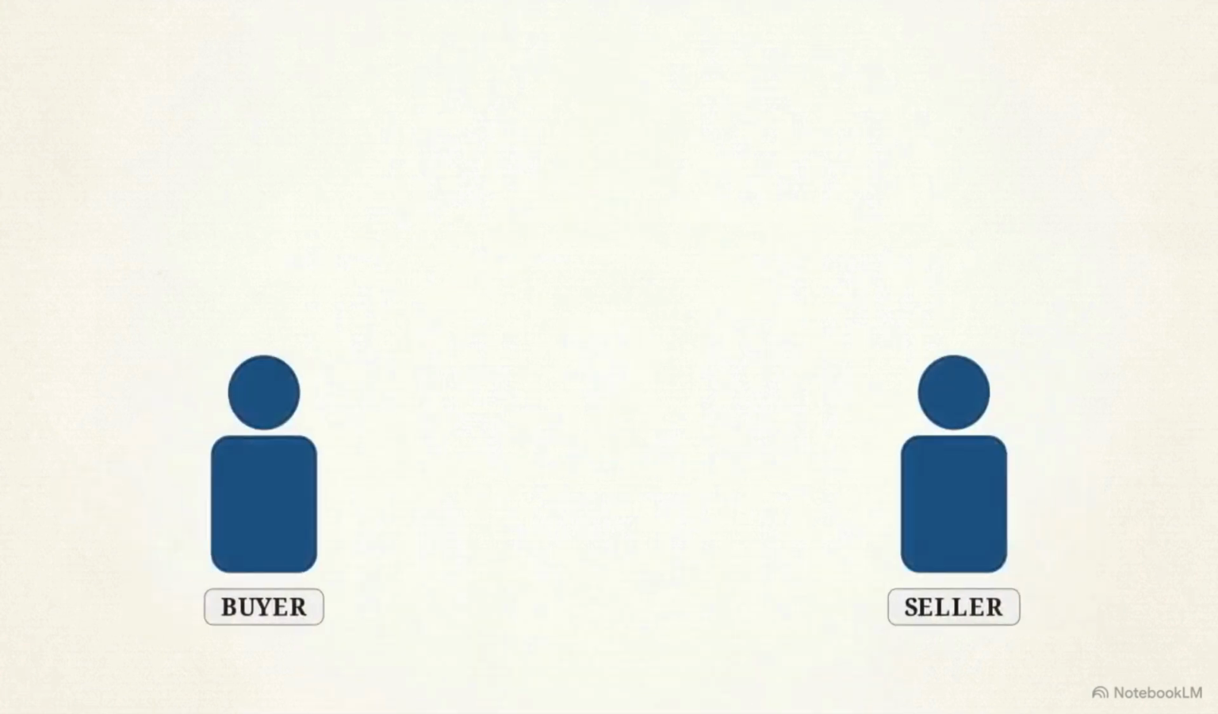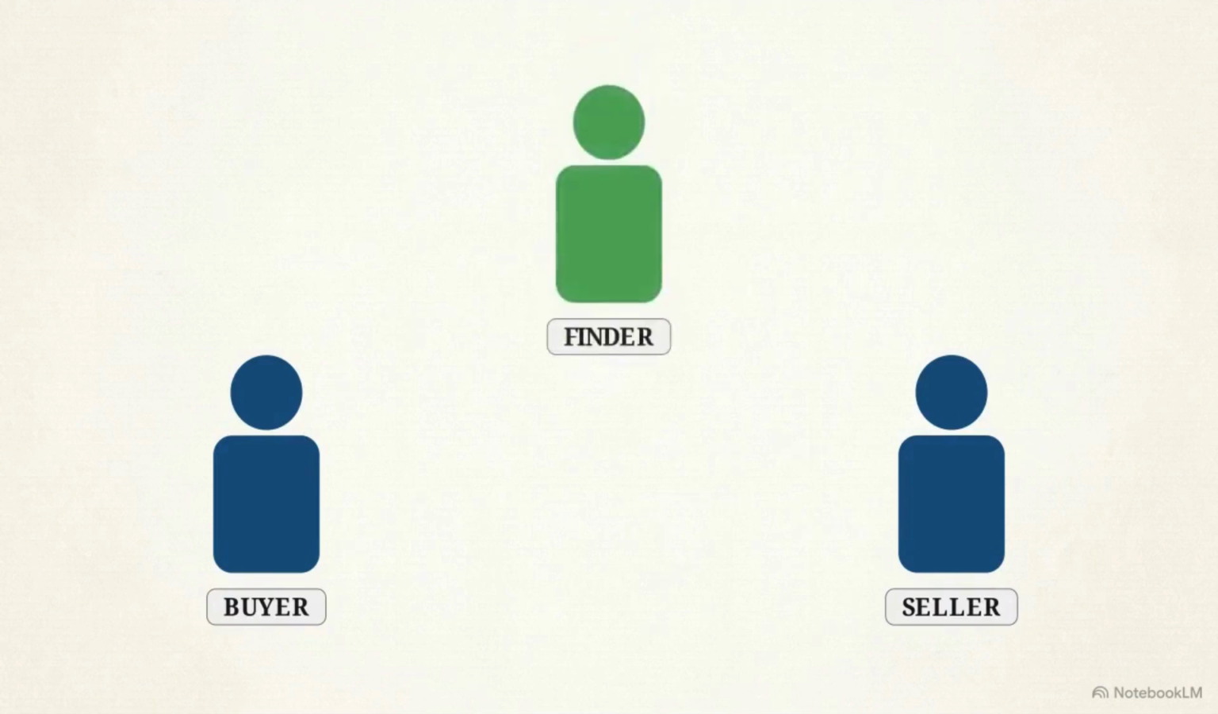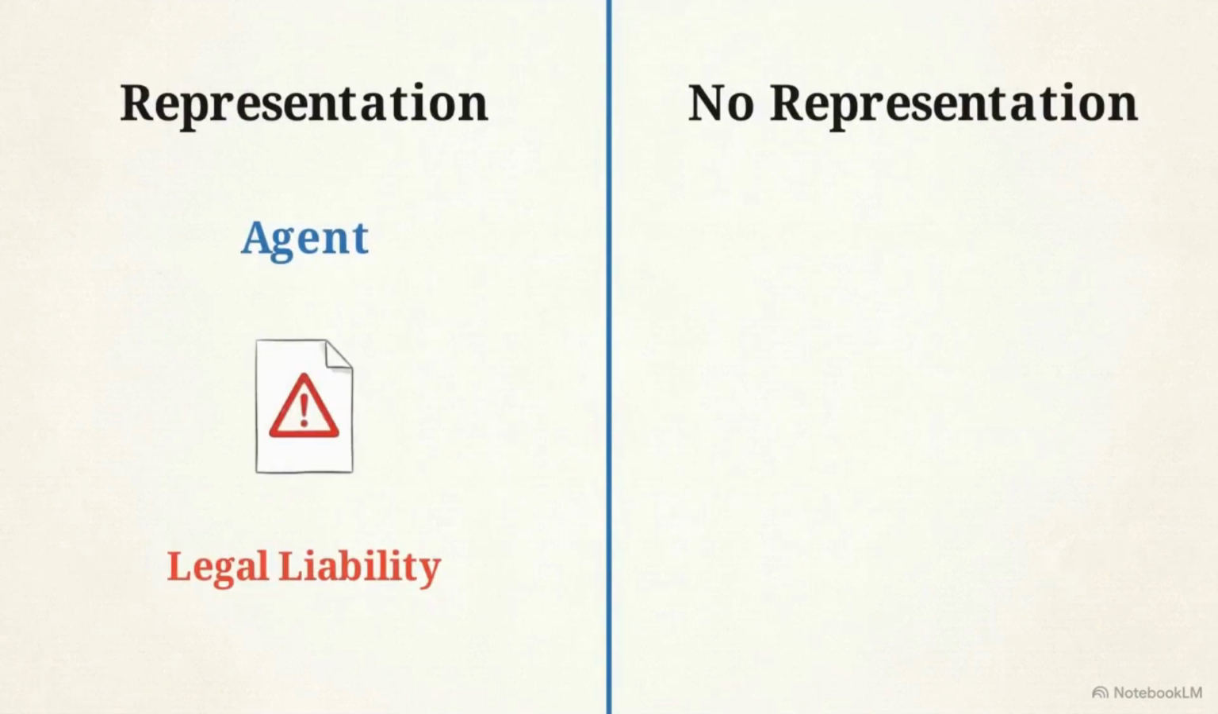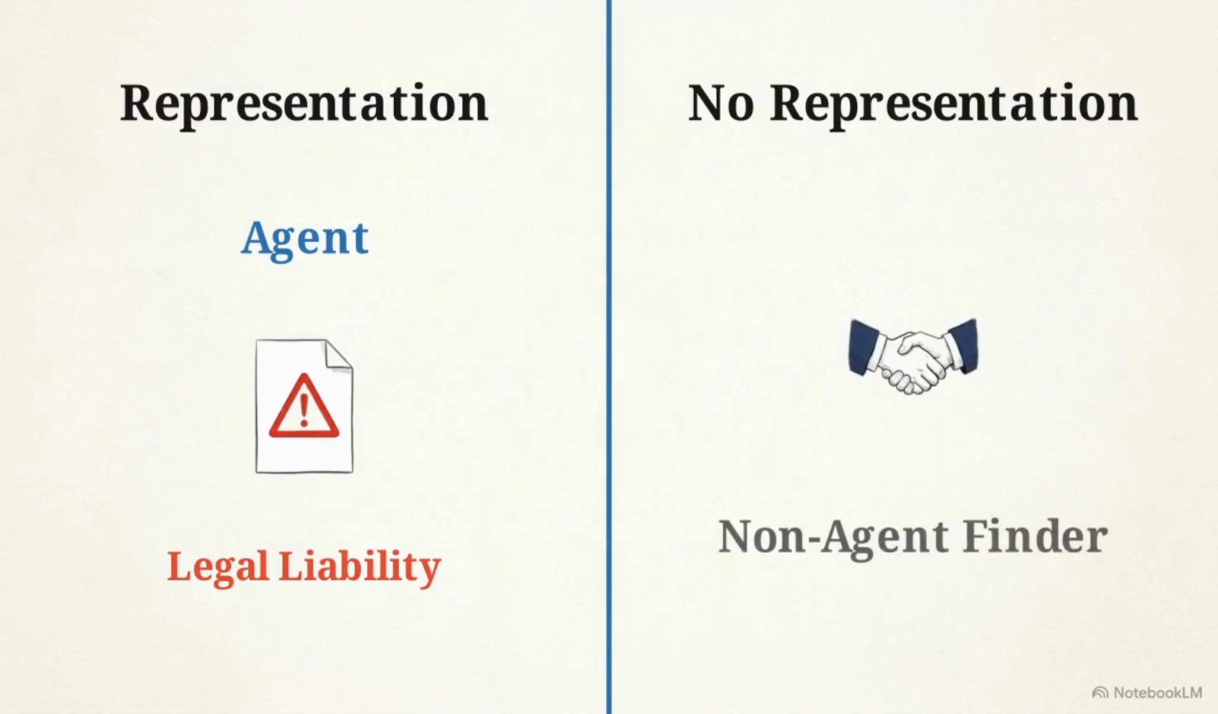This diagram introduces the major exception to agency, the finder or middleman. Their sole function is to introduce two parties without representing the interests of either side. The active duty of representation is the dividing line. If you represent someone's interests, you are an agent with legal liabilities. If you only make introductions, you are a non-agent finder.